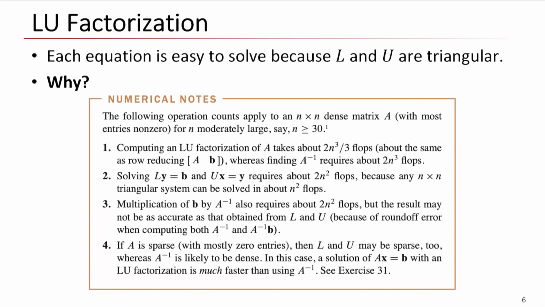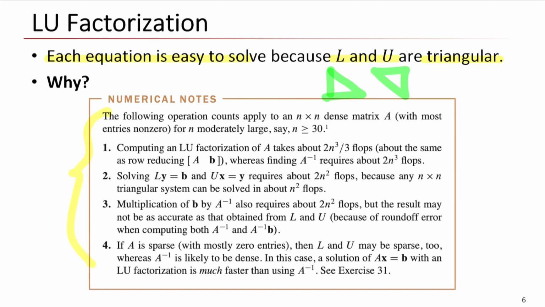Okay, so to conclude, each equation is easy to solve because L and U are triangular. The L matrix looks like this, the U matrix looks like this, right? Why? There are detailed numerical notes. You don't need to remember the whole thing, but just try to understand why this LU decomposition based problem solving method is much easier than the original Ax equals b. Okay, so here is the description.